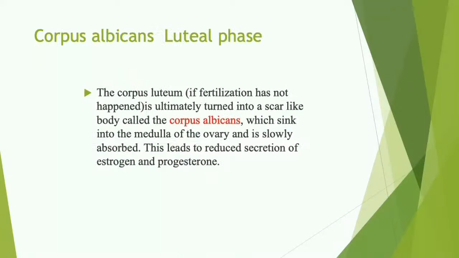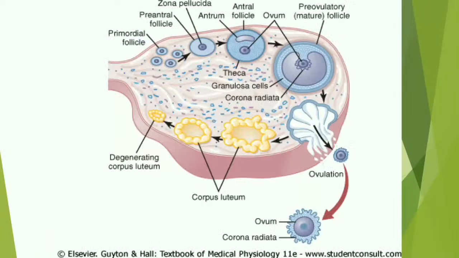If fertilization has not occurred, the corpus luteum becomes what is known as the corpus albicans, that sinks into the middle of the ovary and is slowly absorbed. Because it has degenerated into the corpus albicans, it no longer forms estrogen and progesterone, right? So this forms the end of the cycle, leading to a negative feedback mechanism causing an increase in FSH and LH from the anterior pituitary, right? So this is a summary of the ovarian changes.